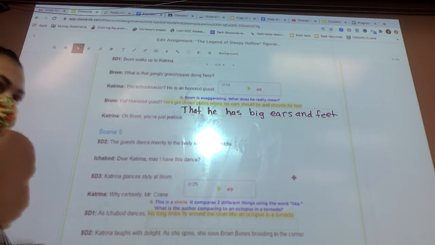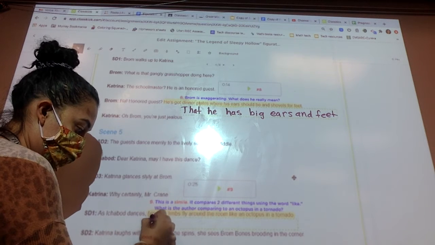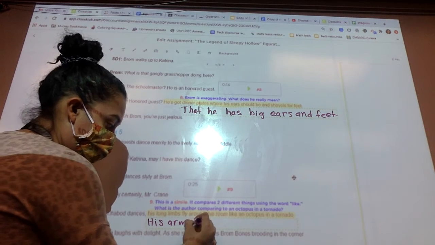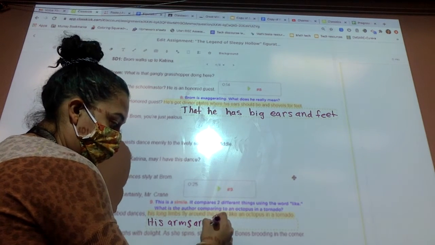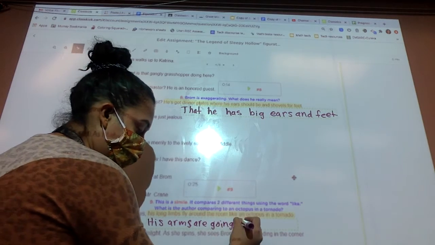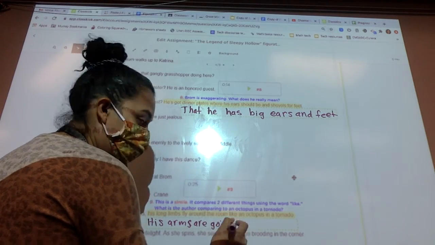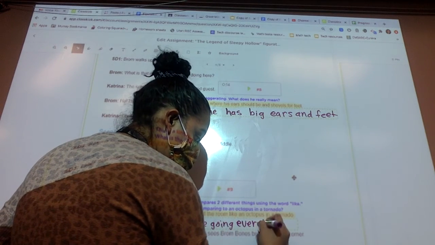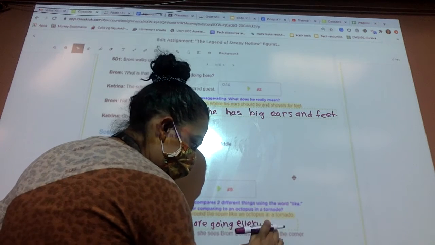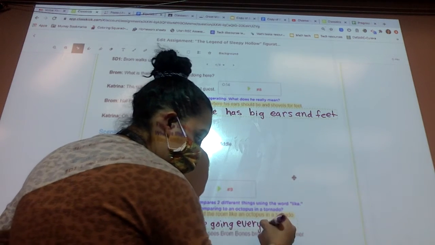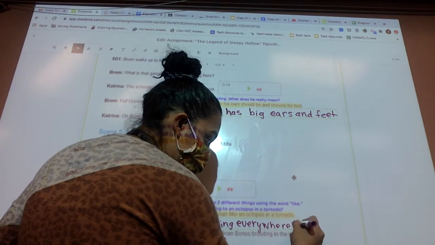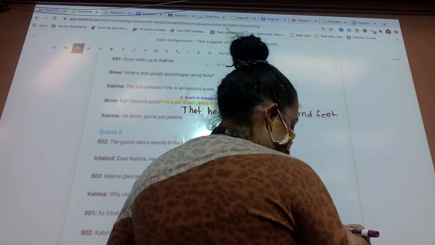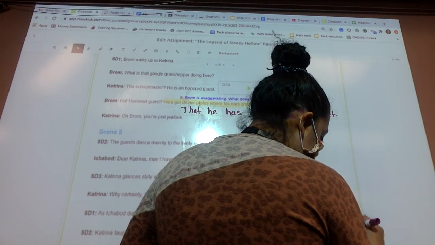What is he doing? His arms are going everywhere. Okay, so his arms are going everywhere, and what else is he doing? And that's like a tornado. He's not good at dancing. His arms are going everywhere, and he looks like he's spinning like a helicopter.